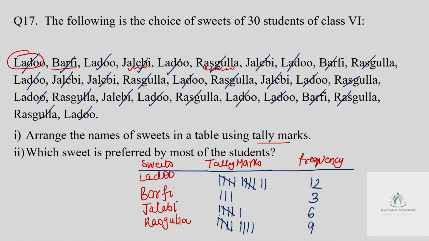First part says arrange the name of sweets in a table using tally marks. We have already arranged. Next, which sweet is preferred by most of the students? So with 12 count, laddu is the winner. So answer is laddu. Just add it up and check, is it giving you 30? Yes. So answer is correct.